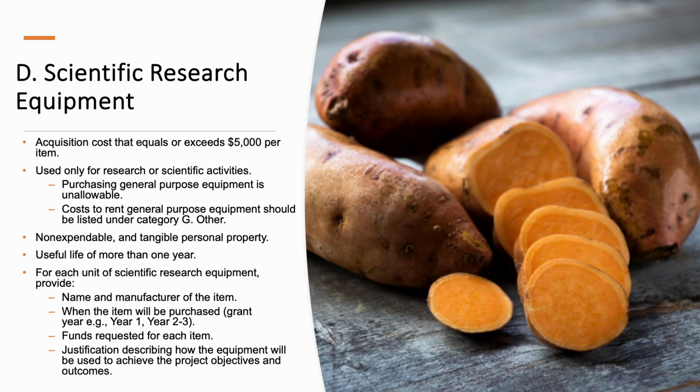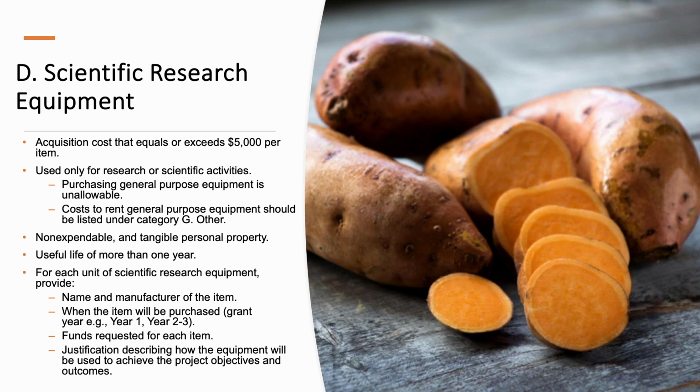Note that all non-scientific items that cost more than $5,000 are considered general purpose equipment. Costs to purchase general purpose equipment are unallowable under the SCBGP. However, general purpose equipment needed for the project may be rented. Cost for rented equipment should be included in budget category G, Other.